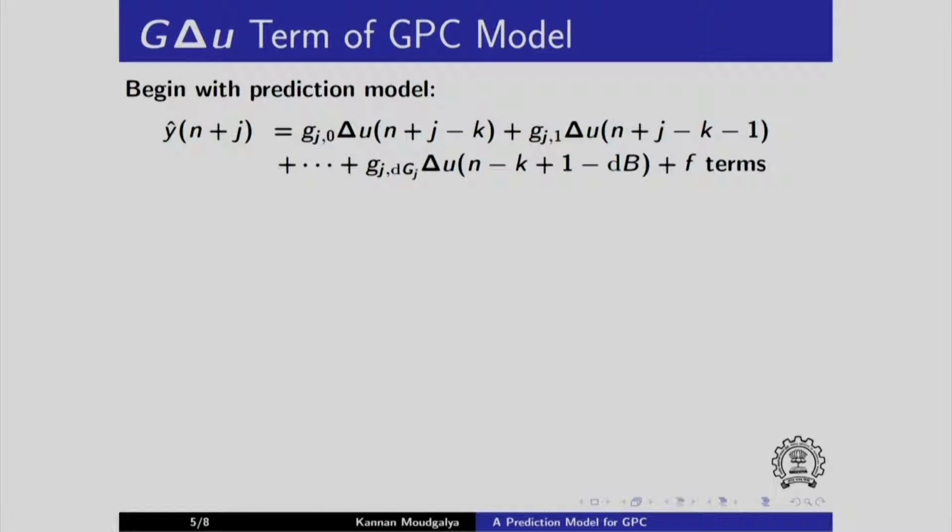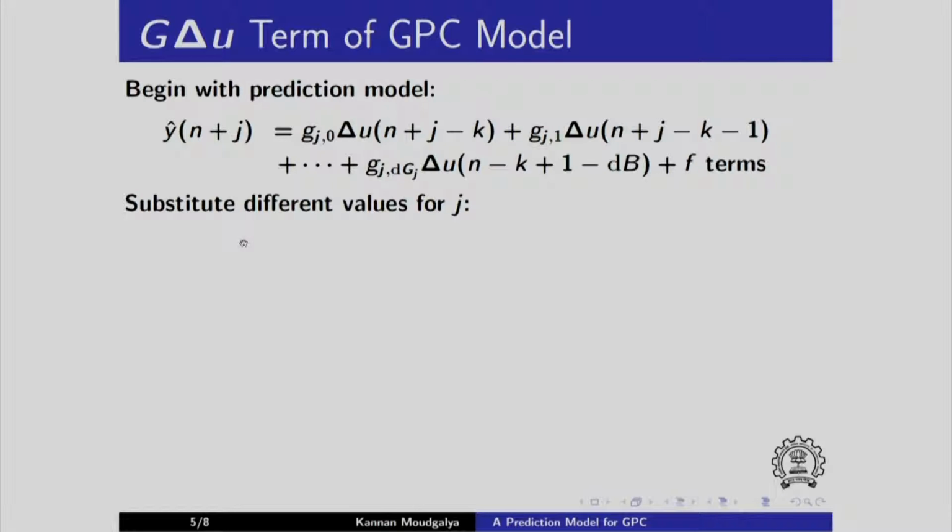So what we will do is we start with the prediction model as given here, and I have written only the G delta U terms here, expanded them. F terms I have not expanded, I have just kept them as F, I want to concentrate only on this. In the next slide, we will look at the F term.